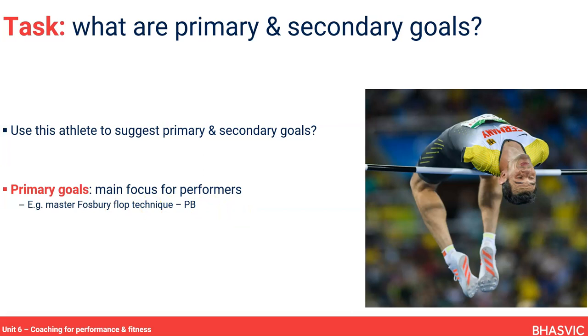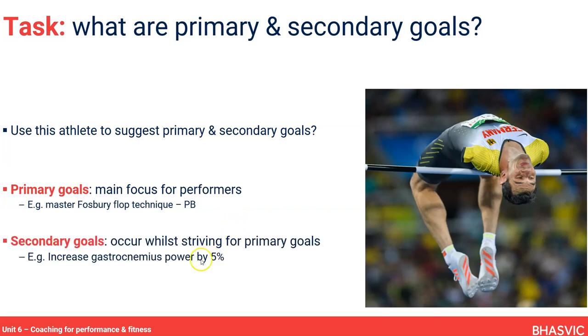A secondary goal that might come along the way is maybe, in order to achieve your personal best, you might have a goal of trying to improve something that contributes to that primary goal. If I can make my gastrocnemius, my calf muscles, more powerful, that will really hopefully help me achieve my primary goal. So they are connected. The secondary goal is connected and kind of comes under the umbrella of the primary goal. Primary is the main focus. Secondary goal kind of happens along the way when you're trying to get your primary goal.